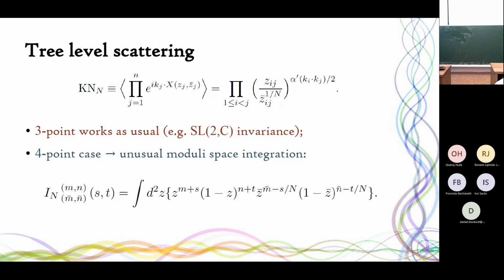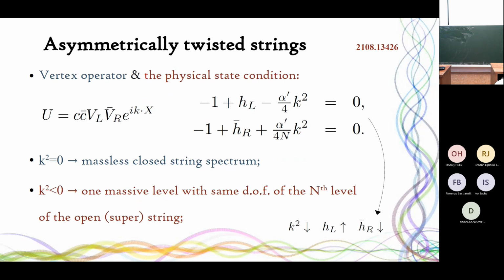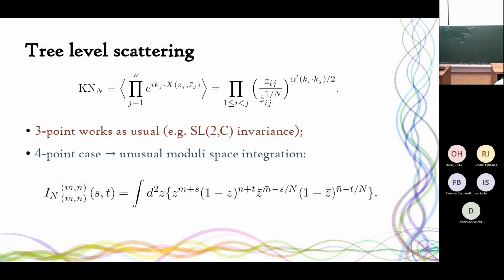And so it's ill-defined. I cannot really get something useful out of it unless I give you a prescription. I have to give you additional information to get some information from this integral. So this was the conjecture of the paper. Basically, there is a systematic prescription to get information from this integral.